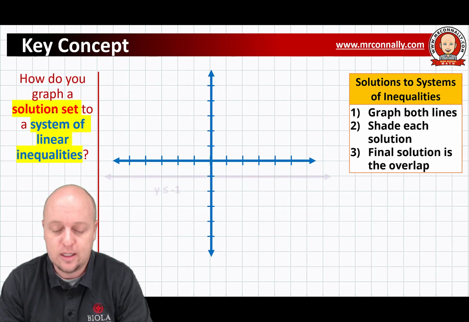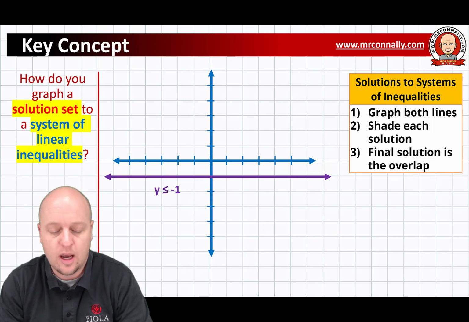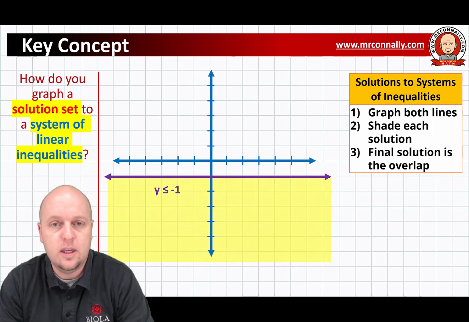First, we graph both lines. So let's say that I have y is less than or equal to -1. Notice it's a solid line. And since it's less than, we're looking for numbers under the line. So that means we'll shade it in yellow here.